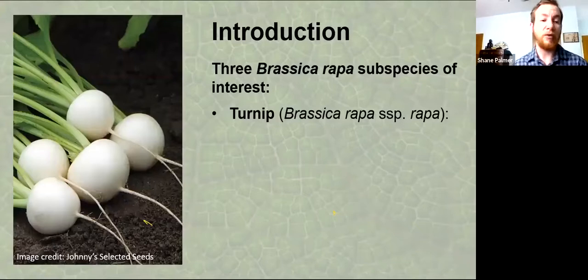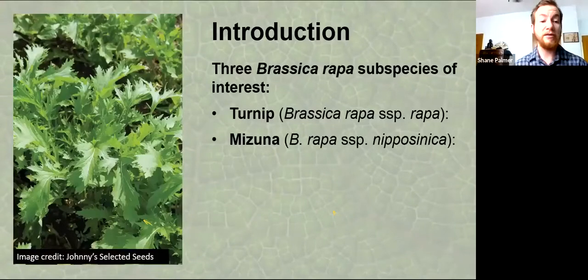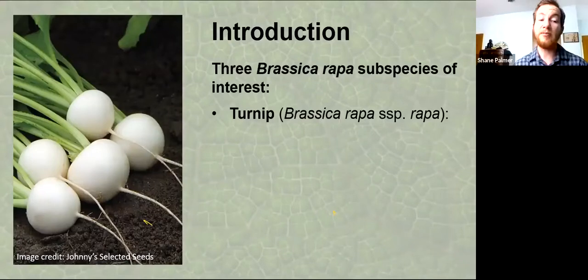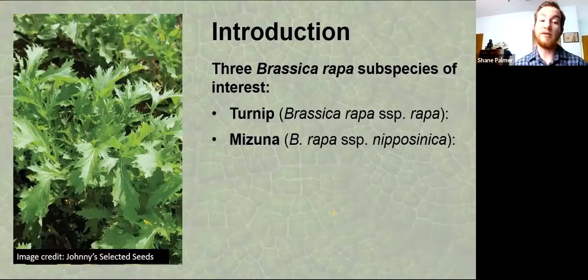So here's an example. This is turnip. This is Brassica rapa subspecies rapa. It has a swollen tuber, which is a combination of both hypocotyl and root tissues, and a pretty much non-existent epicotyl. And it's primarily grown for its tubers. This is Mizuna, which I had worked with before. This is subspecies nipposinica. It's from Asia, and it's grown primarily for its leaves, so it's eaten as a leafy green.